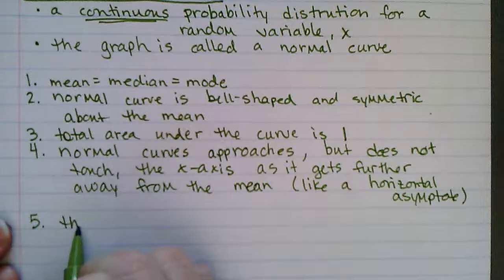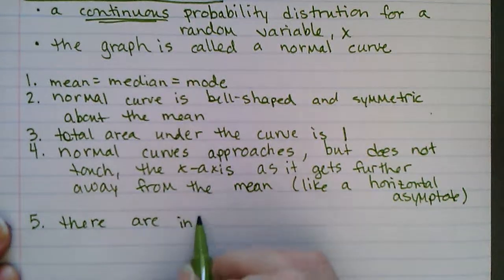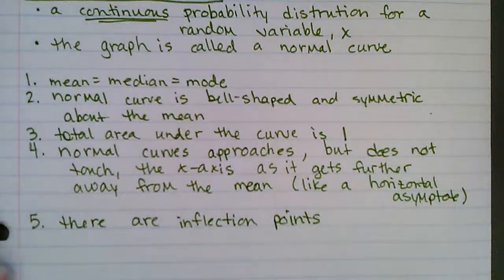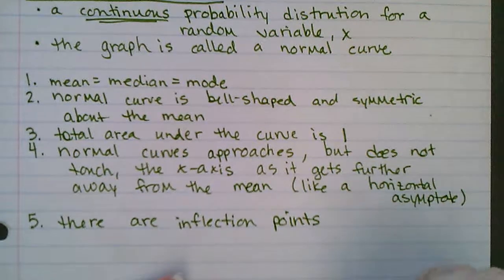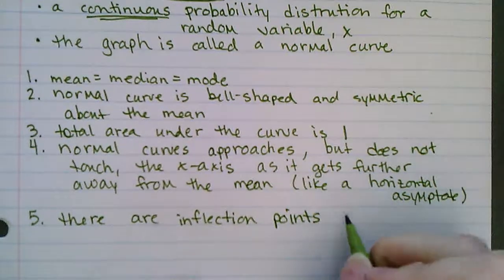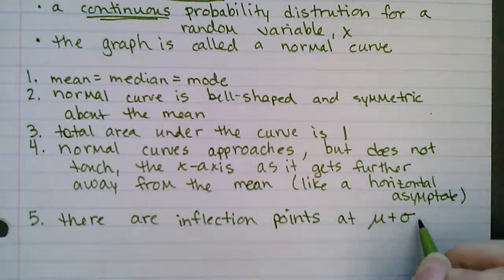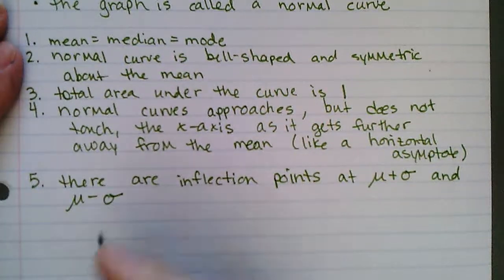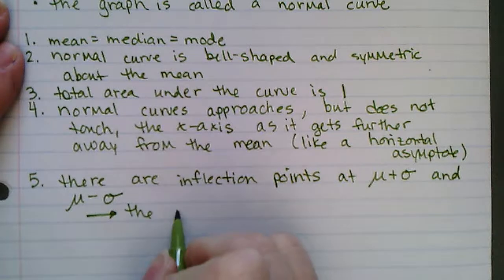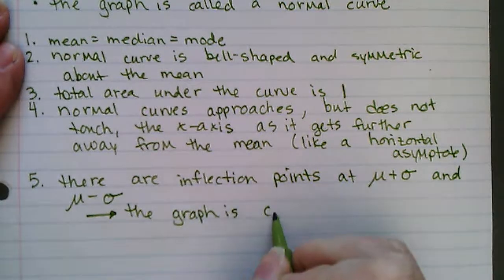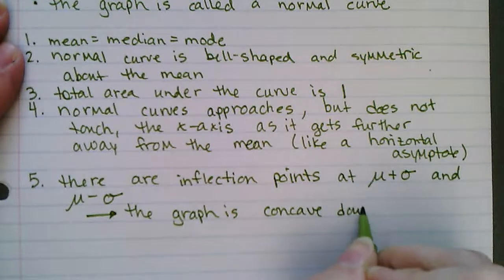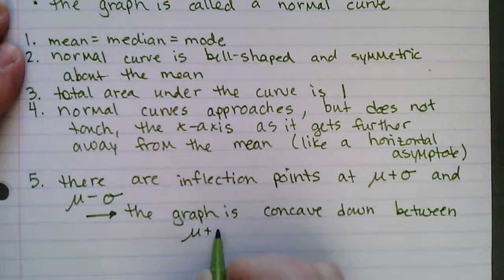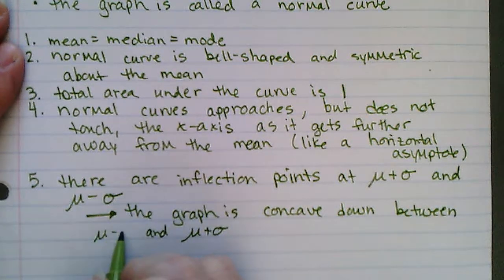There are inflection points. An inflection point is where a curve changes from either concave up to concave down or vice versa. So it goes from looking like an upside down parabola to a right side up parabola. So there are inflection points at the mean plus 1 standard deviation and the mean minus 1 standard deviation, so that the graph is concave down between those 2 points, between mu plus sigma and mu minus sigma.